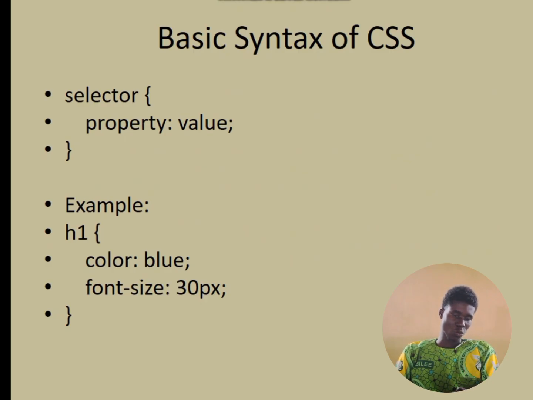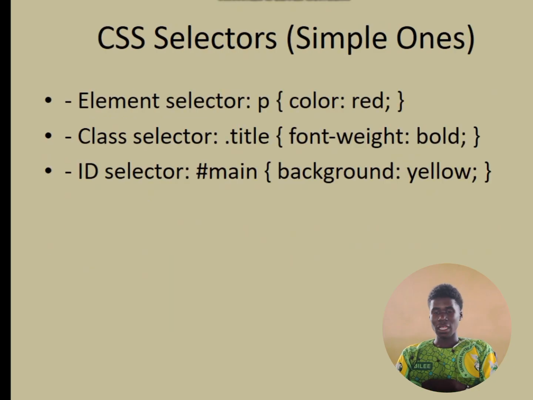As you can see here, we use the selector H1, which is our element selector. It selects the heading, and within the brackets we have color, which is blue, and font size. So the basic syntax of CSS is selectors and property values.